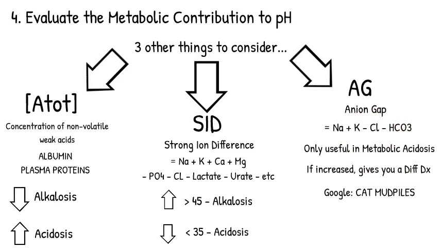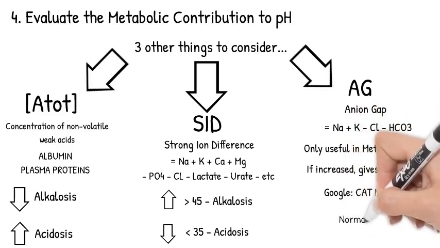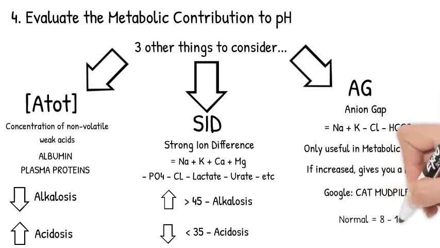thing to use. But you will have to look at what information they give you. If they give you a lactate or a urate level, then you can work out a strong ion difference. If they don't, then you probably have to work out an anion gap. But it's just to help you to come to a final diagnosis.